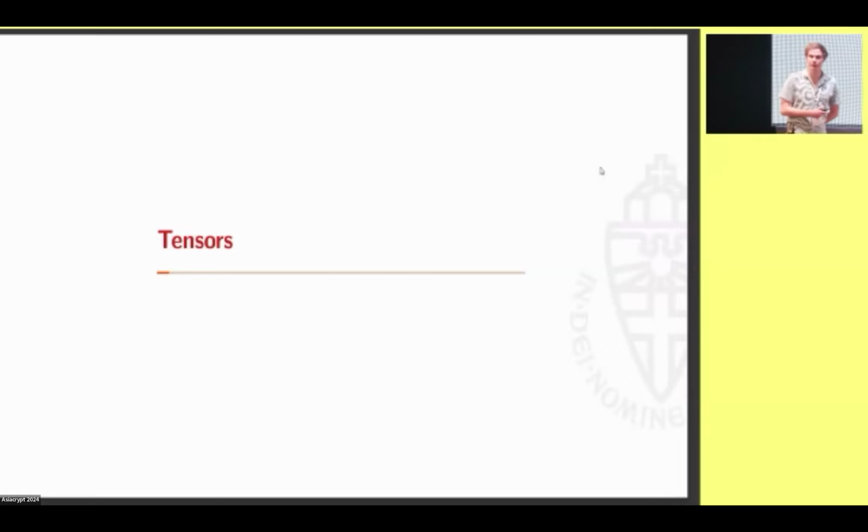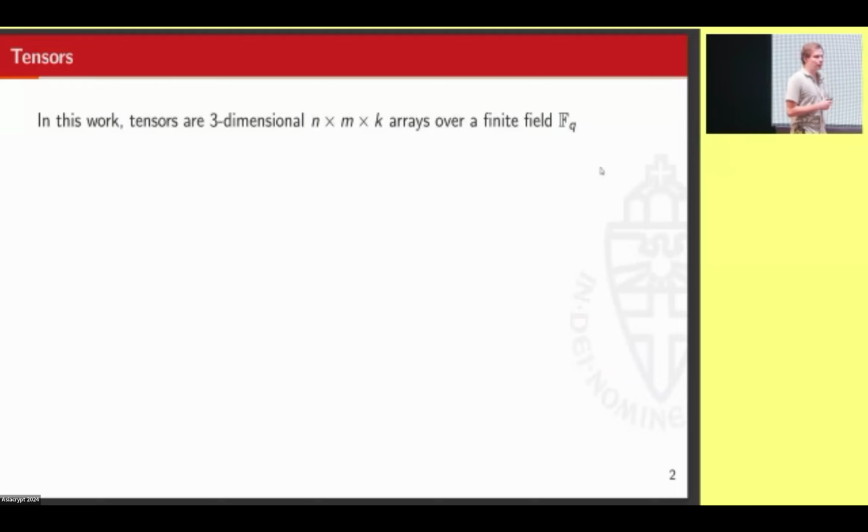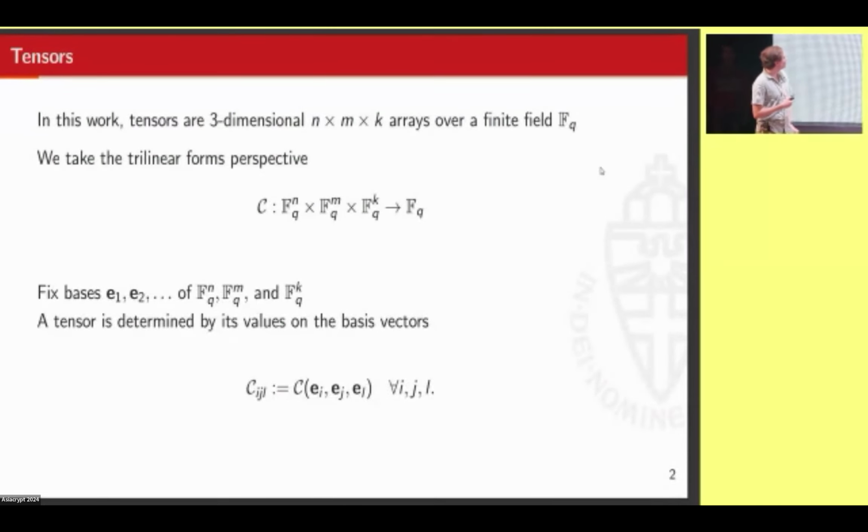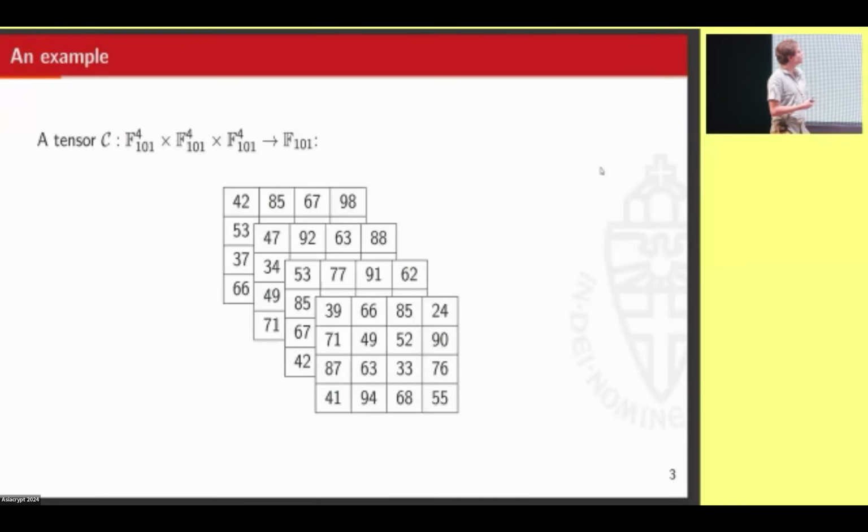So let's first define what a tensor is so that we're on the same page. We will be looking at three-dimensional tensors. So these are n by m by k arrays over a finite field F_q. And we will look at them as trilinear forms. In other words, we will apply vectors to them. And then a tensor is completely determined by its value on the basis vectors, if we choose the basis for F^n, F^m, and F^k. So this means that we can also write a tensor like this. This is a small example of a 4 by 4 by 4 tensor. And these will be the objects that we will be studying.